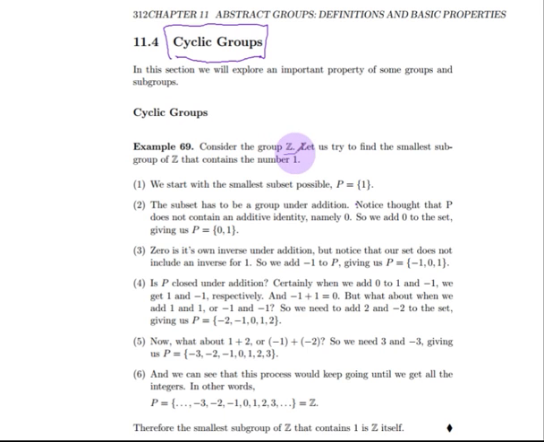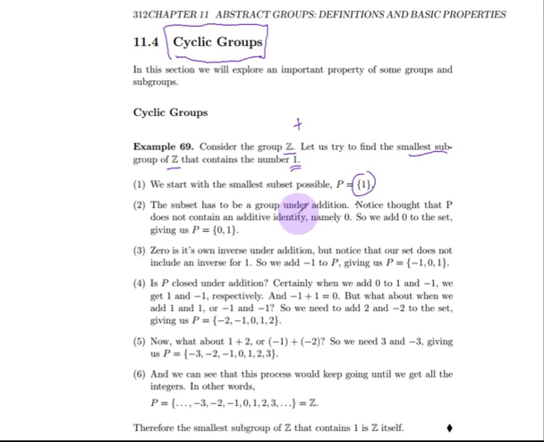Consider the group Z. Let's try to find the smallest subgroup of Z that contains the number 1. Now this is Z with addition, because we don't have Z star, right? Okay, so let's start with 1. Now, if it contains 1, since the subgroup must be closed under addition, then 1 plus 1 must also be in it.